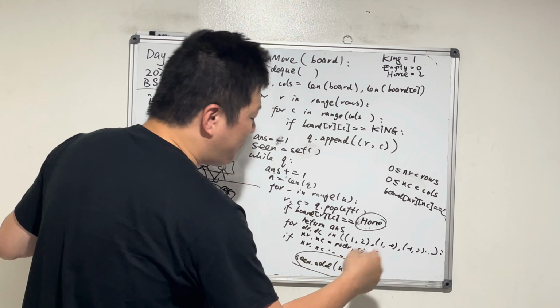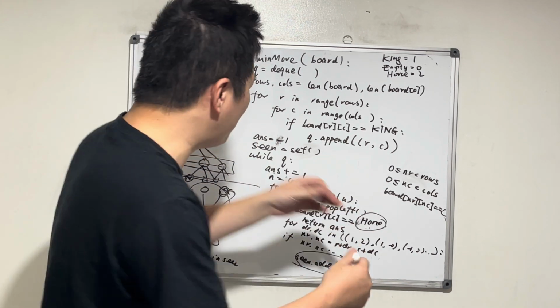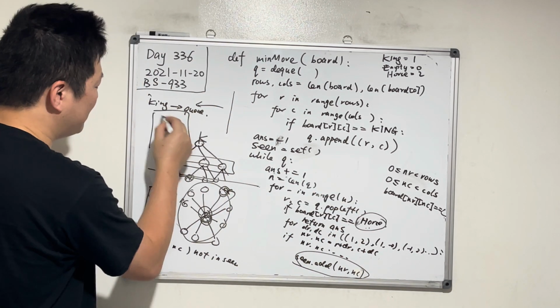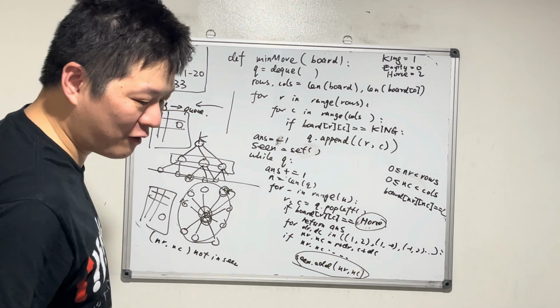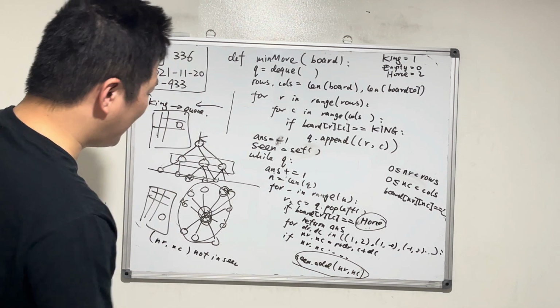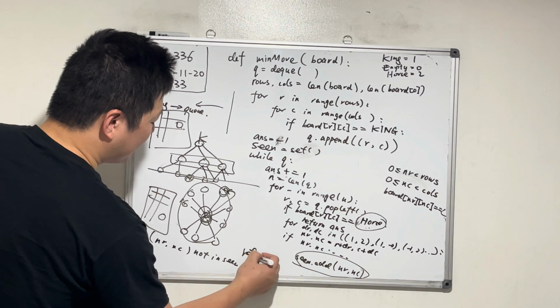Because we need to append it only if it's inside the board, if the next move is not off the board, and if it's not visited, right? If it's not visited, make sense? And then return. If we can't find it, we return -1.